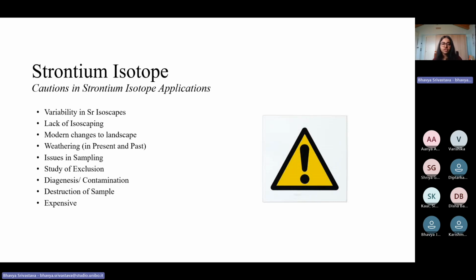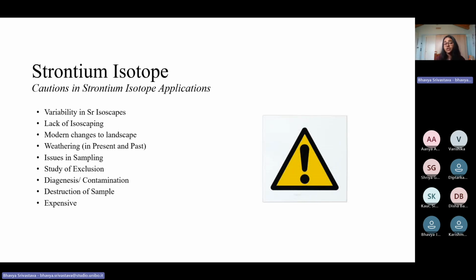Some of them I already mentioned. So there is not much variability in strontium isotope isoscapes, isotope ratios. There are changes that are being made to the modern landscape. We also discussed weathering earlier. We discussed issues in sampling. We also did point towards this, that strontium was a study of exclusion. So it can tell that yes, the person who has died here did not actually live here, but where did they come from? You can't tell that.